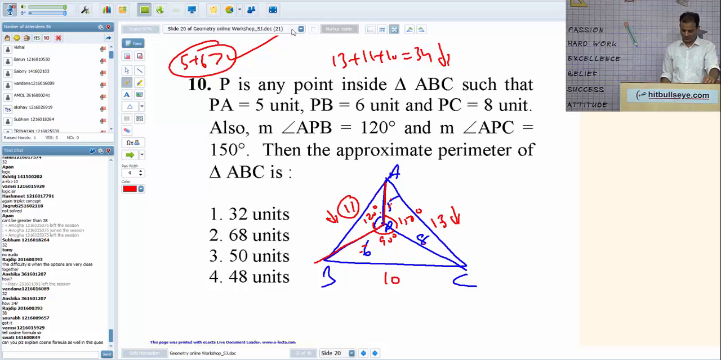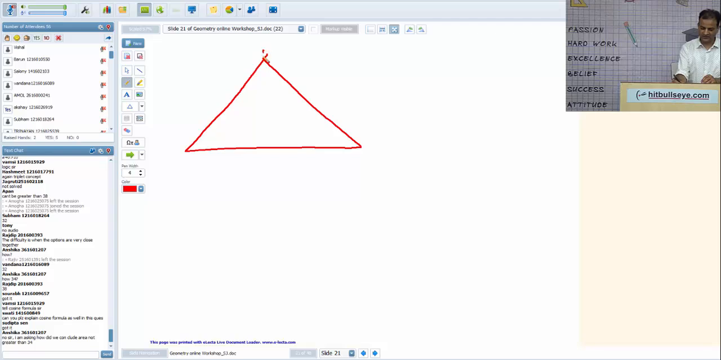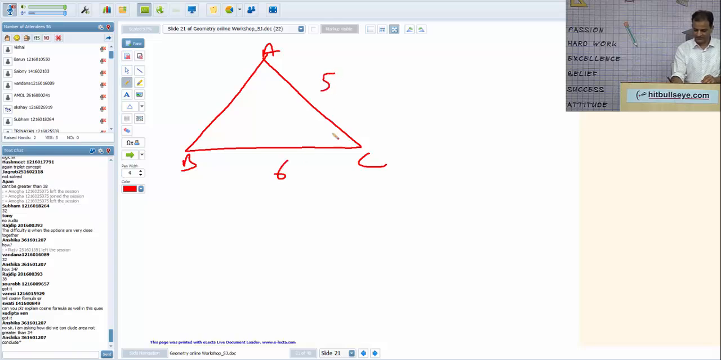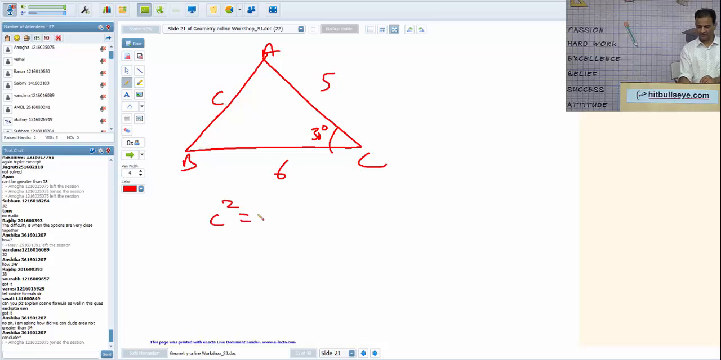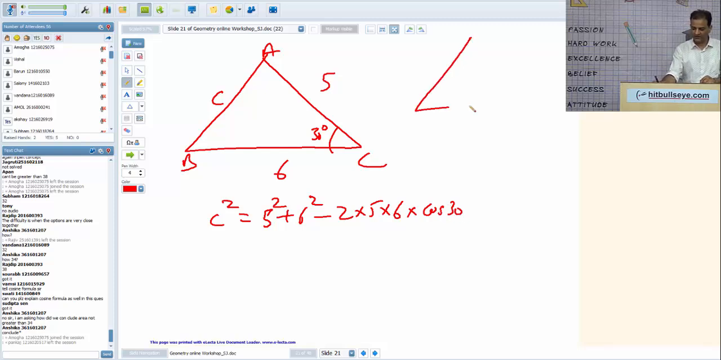Yes, I will tell you the cosine formula, for those who are not aware. Suppose this is triangle ABC. Two sides are given, suppose this is 5, this is 6, and this angle is 30 degrees. We have to find the third side. So the third side, c square is equal to 5 square plus 6 square minus 2 into 5 into 6 into cos 30.